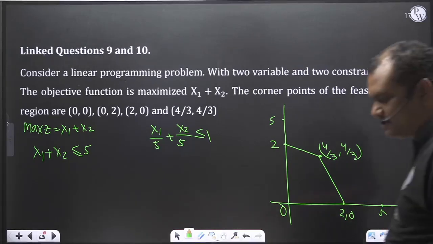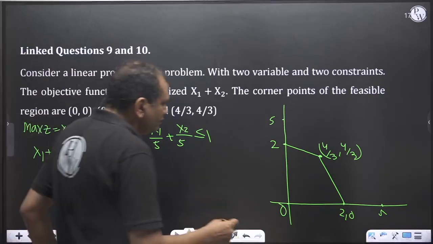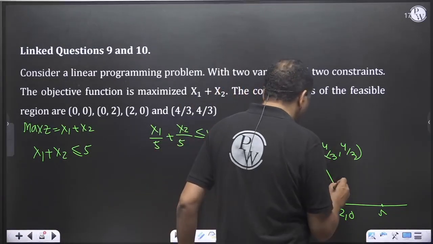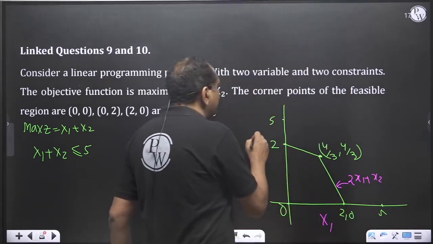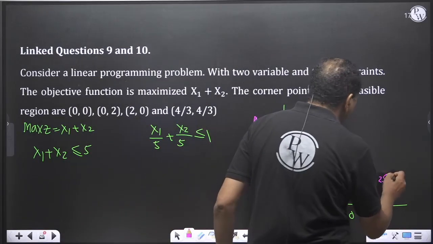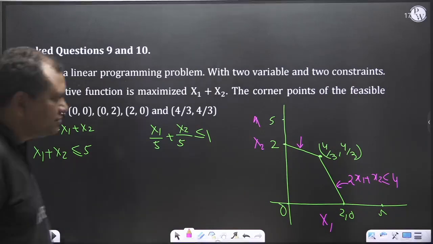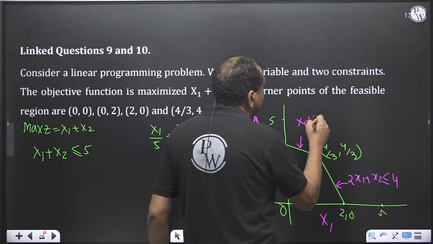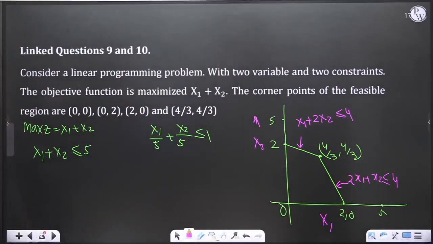So these are the constraints I have. Let us say this is x1 and this is x2. It is 2x1 plus x2 less than or equal to 4, correct? And this will be x1 plus 2x2 less than or equal to 4. So I am making the constraint like this.